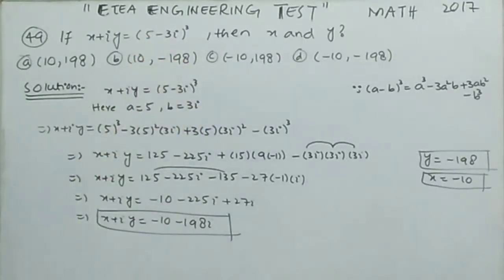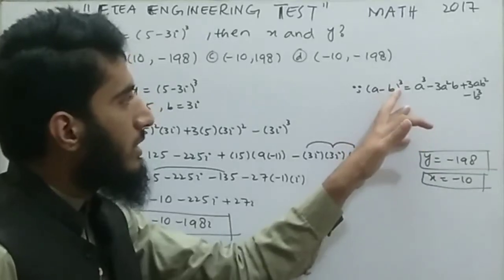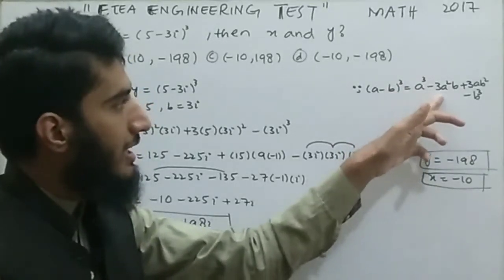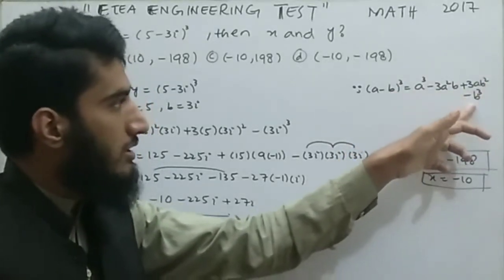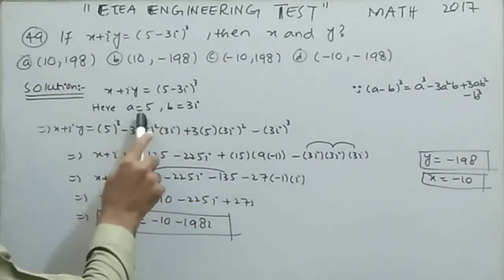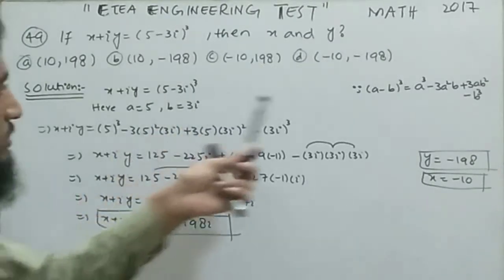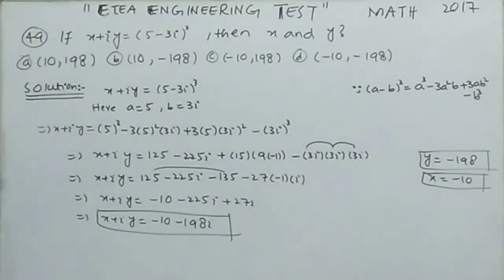This is given. So we will use the formula which tells that (a minus b) whole cube is equal to a cube minus 3a square b plus 3ab square minus b cube. Using this formula, let's suppose this pi is equal to a over here, and let's suppose b is equal to 3 iota. So putting the values in this formula, we will get the required answer.